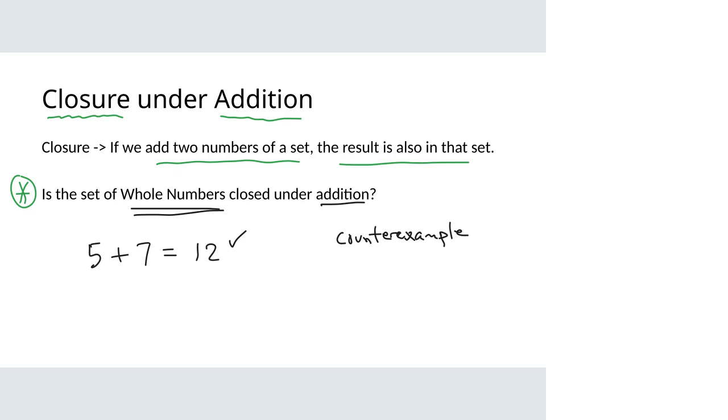But you know what? No matter what two whole numbers I try, what if I go as far to the edge of the whole numbers as I can get? 0 plus 4. No. You know what? I'm going to try a few of these and then make my decision. And no matter what I try, I keep getting a whole number. So is the set of whole numbers closed under addition? Yes, it is. Because if I add two whole numbers together, I'm going to get another whole number.